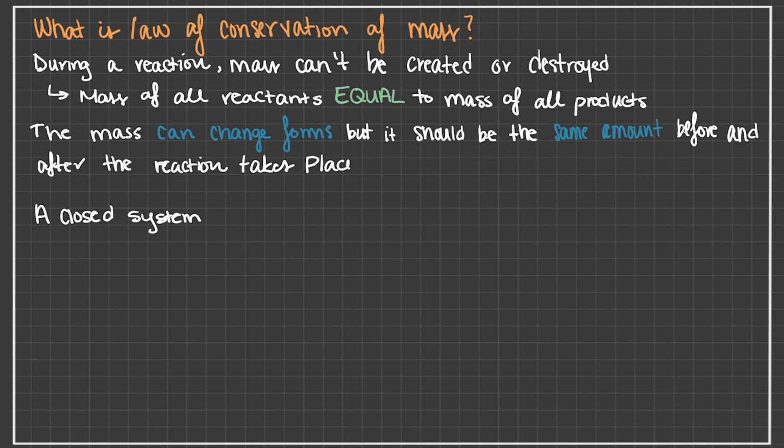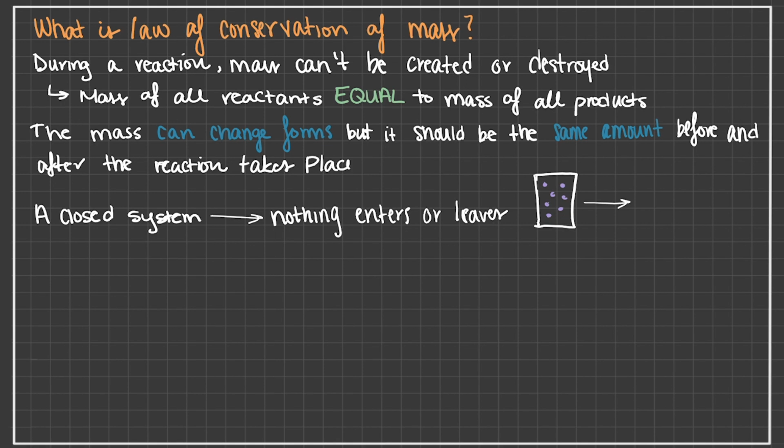Now, there are two different types of systems, and mainly we're going to focus on our closed systems today. A closed system is when nothing enters or leaves our system. In this box over here, we have 7 particles of, let's say, reactant A, and when they react with each other, they make reactant B. I want to point out that the mass, our 7 particles, stays the same in our products. So we still have 1, 2, 3, 4, 5, 6, 7 particles in our products.